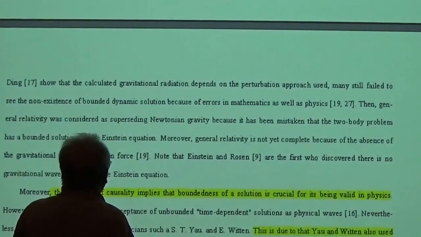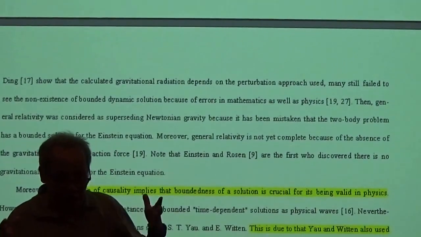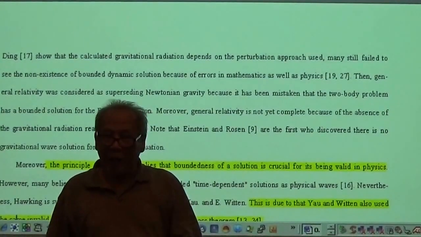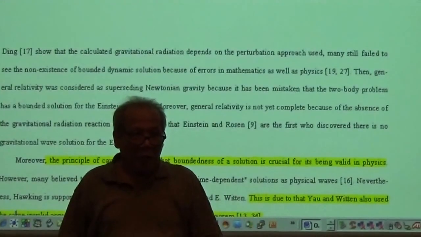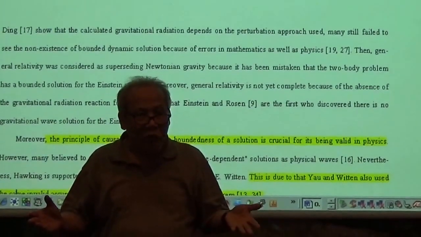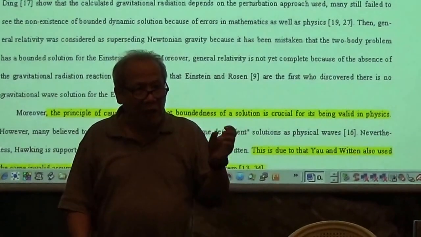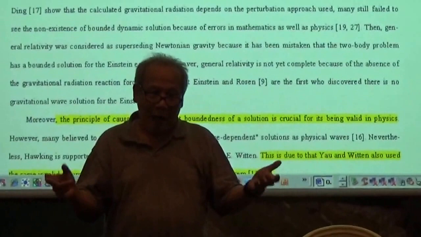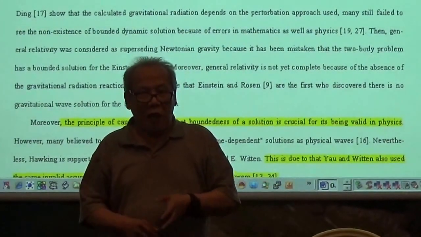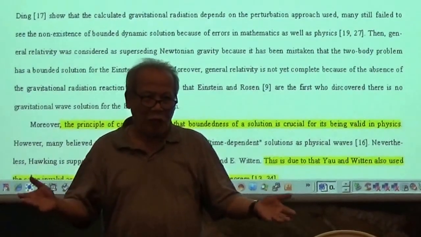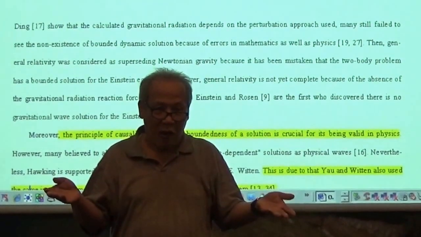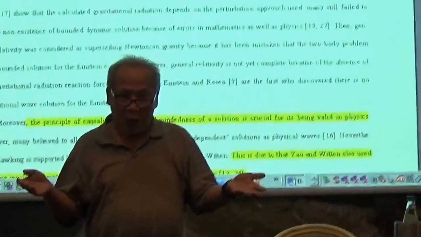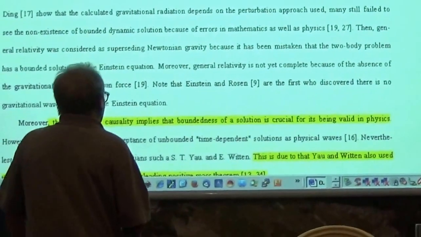And the principle of causality also means all the solutions have to be bounded. People say, oh, I can accept unbounded. But when you have to calculate the gravitation radiation, the solution has to be bounded to get it. So if you accept the unbounded solution, it doesn't help you to get the gravitation wave, the problem of gravitation wave.